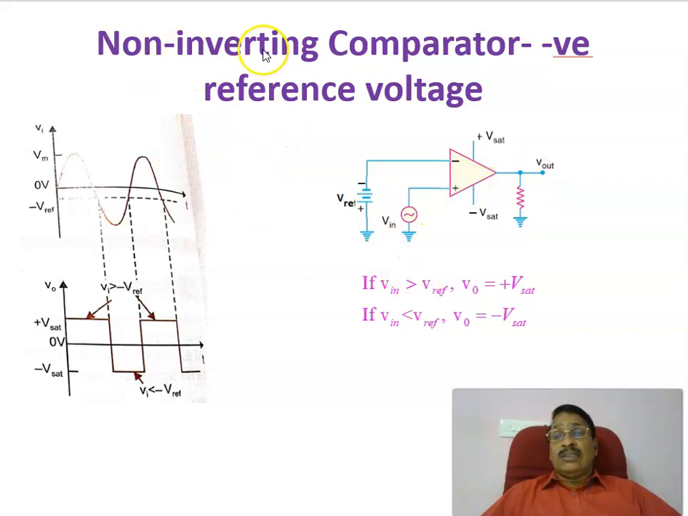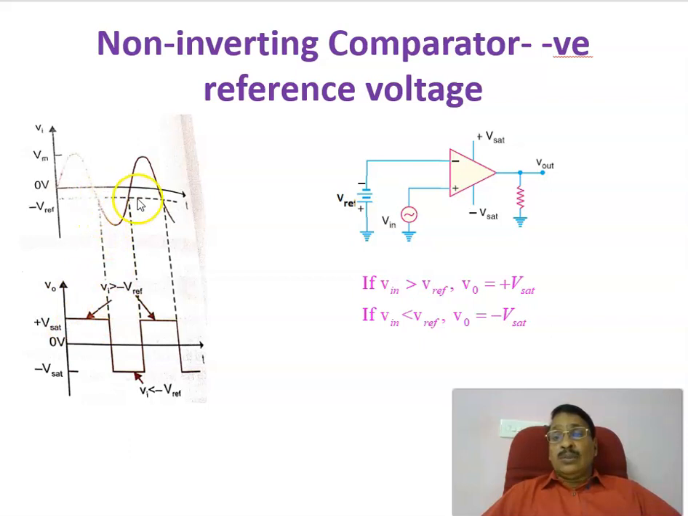In the case of a non-inverting terminal, if input voltage is more than the reference voltage, output equal to plus V sat. If input voltage is less than V reference, output equal to minus V sat. Therefore, the same rule can be applied here also. If you see this one, the input voltage is more than the reference voltage until this point. That is why you are getting a plus V sat.